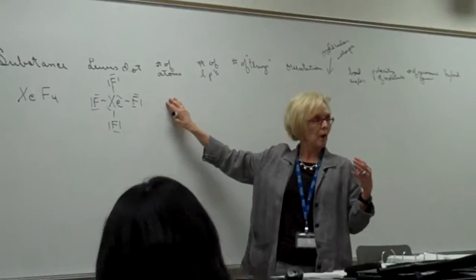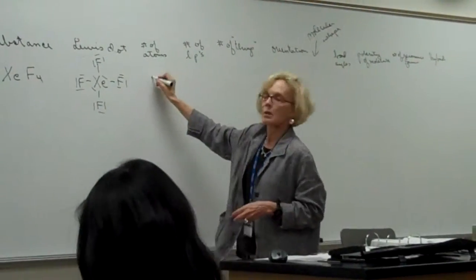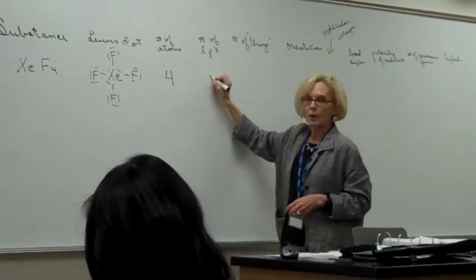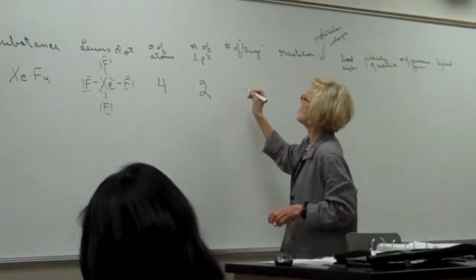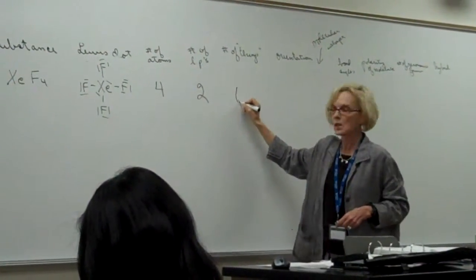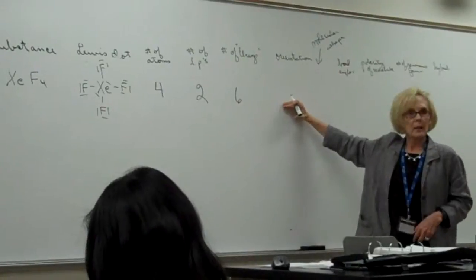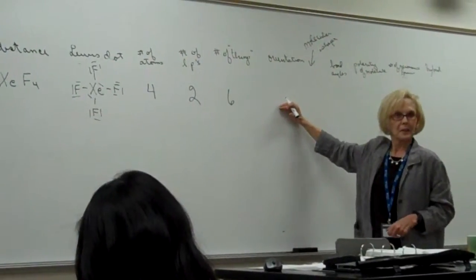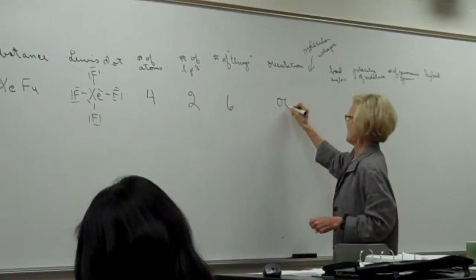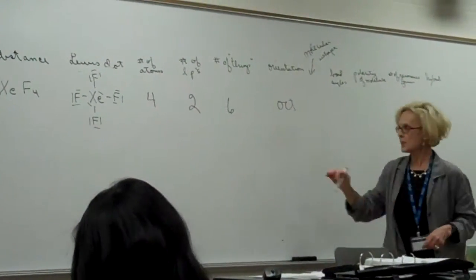So let's think number of atoms. Charles, how many atoms? 4. Allison, how many lone pairs? 2. Antonio, how many things? 6. So, Eddie, what's our orientation? Octahedron. Octahedron, good. Now, here's an issue.